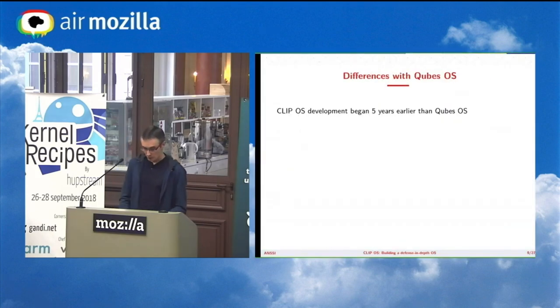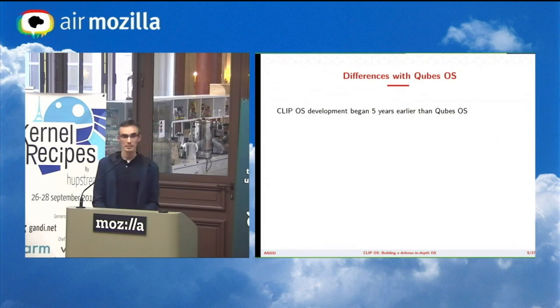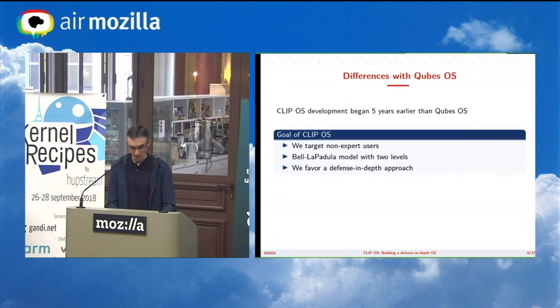Okay, so you may wonder whether this system is quite similar to a system like, for example, QubesOS. Indeed, we share multiple common goals. But the thing is, ClipOS development started some years before Qubes, so obviously we couldn't use it. We have some common goals, but also some differences.